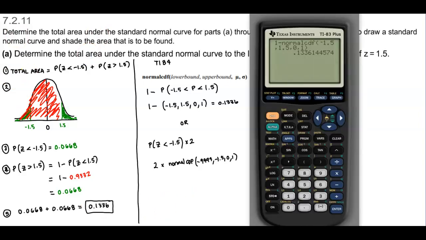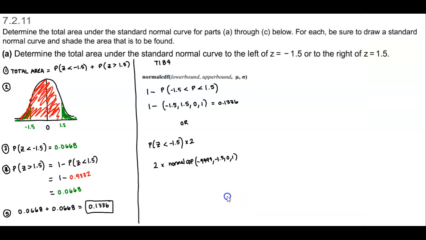So let's go ahead and do that. If we take 2 and we multiply it by the normal CDF, where our lower bound is negative 9999, our upper bound is negative 1.5. Again, our mean is 0, standard deviation is 1, and we get, again, the same value. So that gives us the same thing. And over here, I forgot to put in the normal CDF at the front of it. So you want to make sure you use normal CDF. Okay, so therefore that gives us the first one.